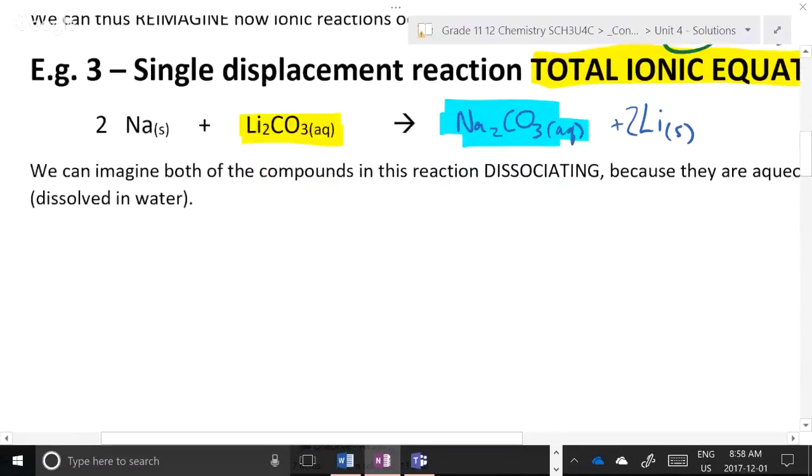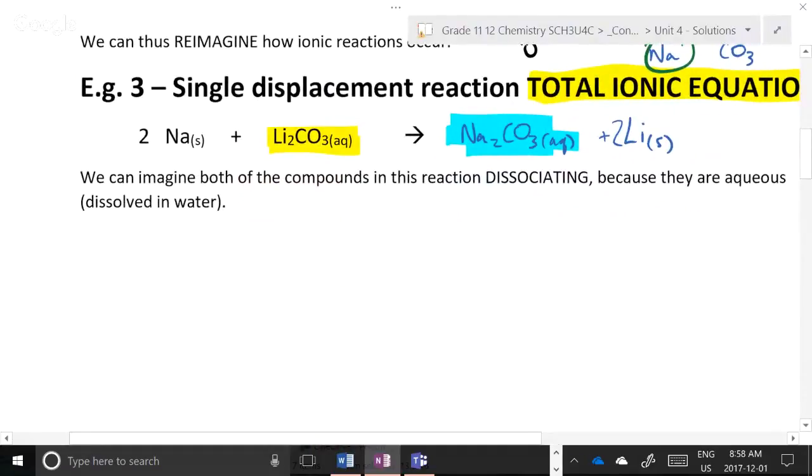So what I want to do, and we'll do this one together, is rewrite this equation, but with those ions split up. So this would be two solid sodiums. Anything that's solid is unaffected by this, right? But anything that's aqueous, we have to split up. So how do I split this up? So we have two lithium. And how do I show that these are ions, not just lithium metal? Yep, the charge. And what's the charge on lithium ions? +1. Good. And we're going to say that's dissolved in water.